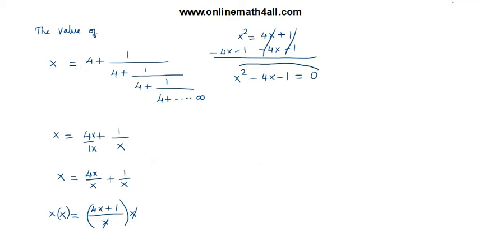Now it is a quadratic equation, but this quadratic equation cannot be solved by factoring. We have to solve it using the quadratic formula. Let us see how. This quadratic equation is in standard form, that is ax square plus bx plus c is equal to 0. When we compare, we get a is equal to 1, b is equal to negative 4 and c is equal to negative 1.